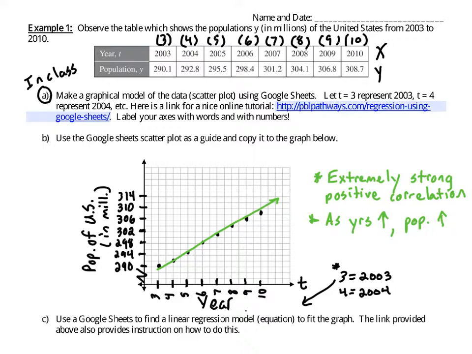Remember, y is the dependent variable. Therefore, we could also say that the population depends on the time.